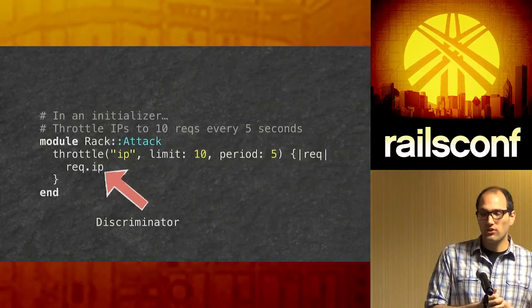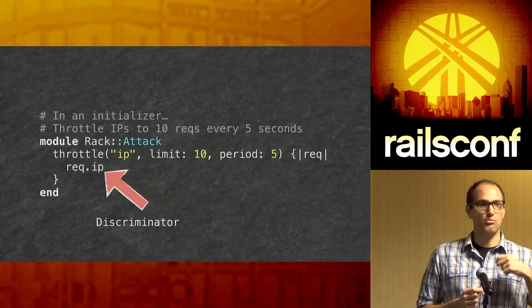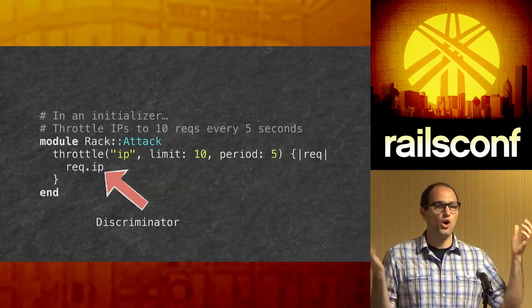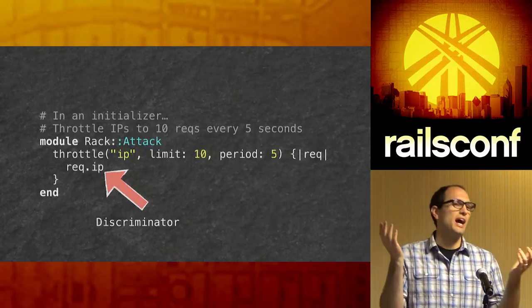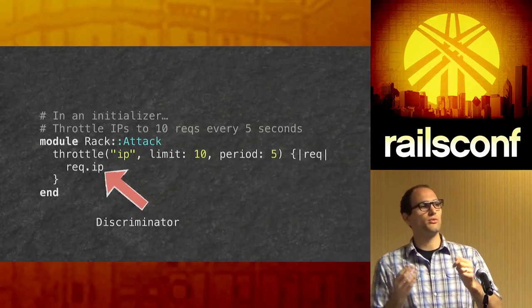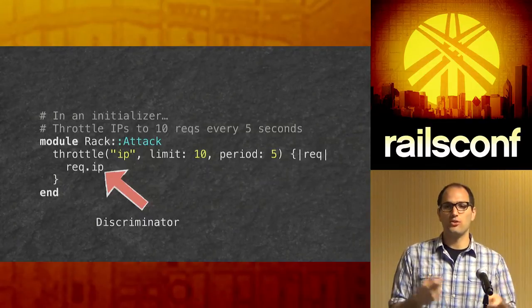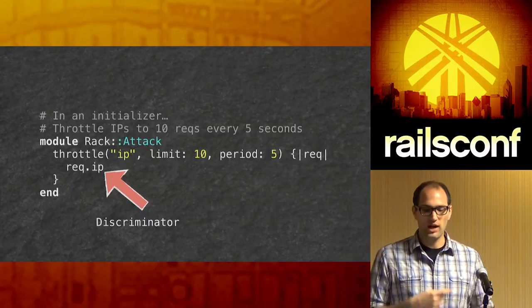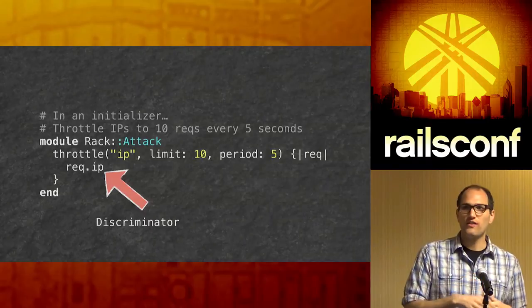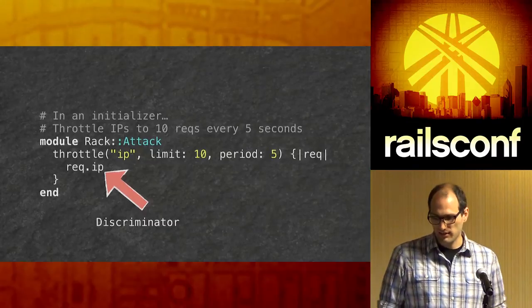In this case, every distinct IP address is going to get its own throttle limit. But we could throttle by something else. We could throttle by a parameter or a host name or an API token. And one thing to note with these discriminators is that if this returns a string, it's always going to be a truthy value, and truthy values enable the throttling. We are going to throttle these requests as long as there's an IP address, and there always is. If we return nil or a falsy value, we just let the request go through and we're not going to throttle it. I'll talk about why we might want to do that later.